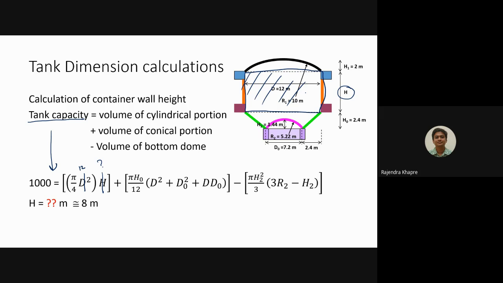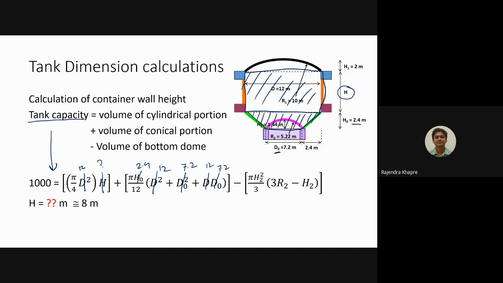So this volume I have to calculate, then plus the volume of the conical portion. When I say conical portion, this is the conical portion from here to here. This conical portion volume can be calculated by simple expression pi h0, where h0 is nothing but this height, that is 2.4 meter. D, that is the larger diameter, is 12 meter. D0 is nothing but this one, that is 7.2 meters, and again this will be 12 and this will be 7.2. So now this is going to give you the volume of this complete portion.